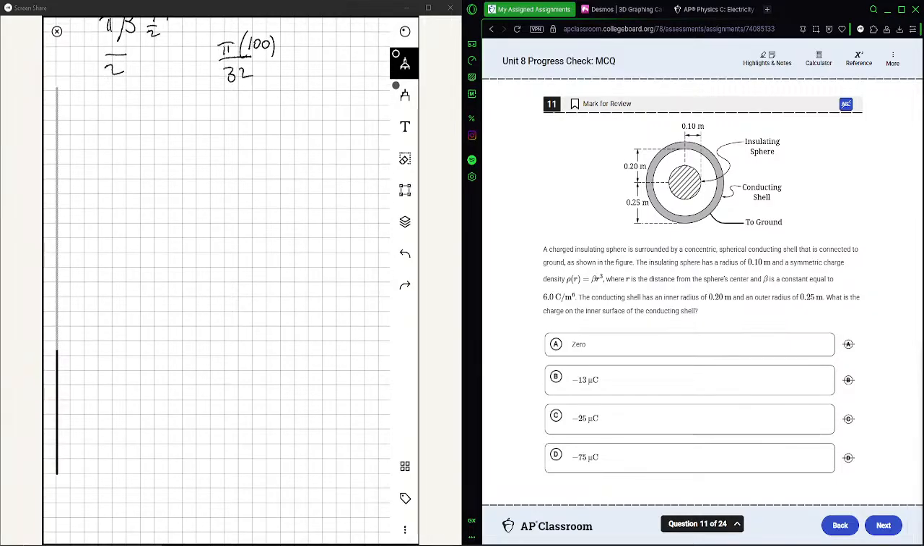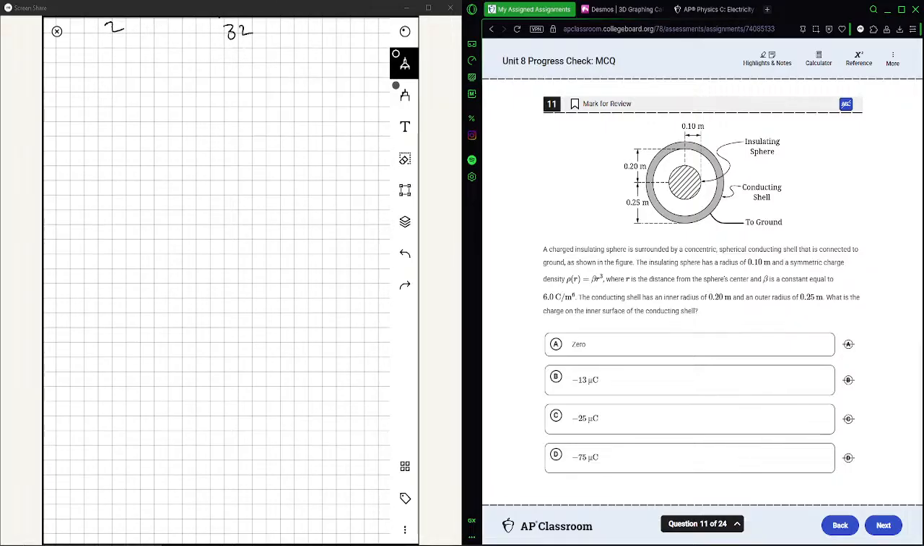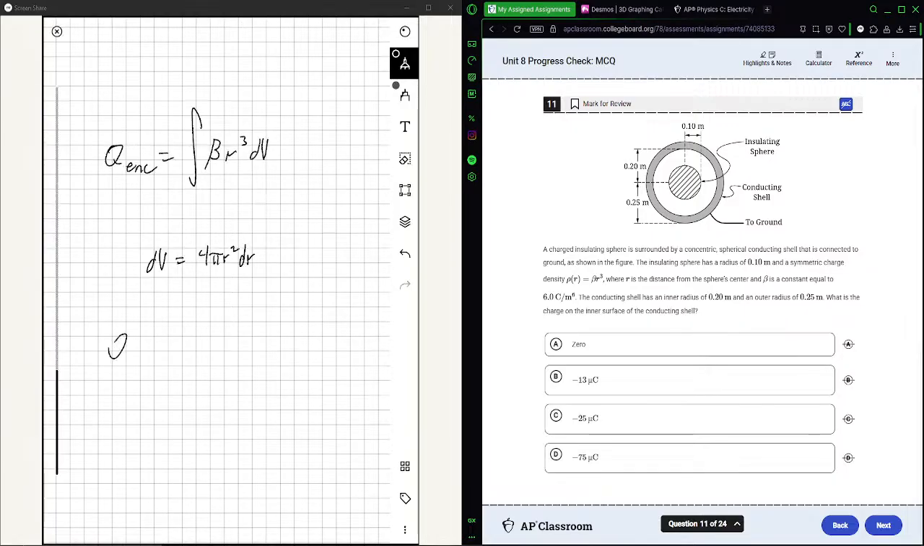Not inside the surface, on the surface. Well, it's not hard, but okay. So first, we're gonna find Q enclosed by that sphere, which is gonna be the integral of rho dV. And dV is equal to 4 pi r squared dr. Wow, someone's been studying. I have. So Q enclosed equals the integral of 4 pi r to the 5th dr. And where does r go from? 0 to 0.1. Okay, so that's a tenth.